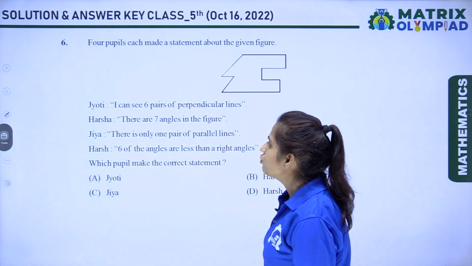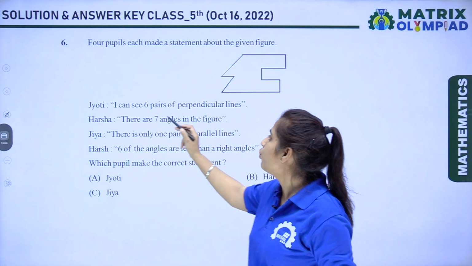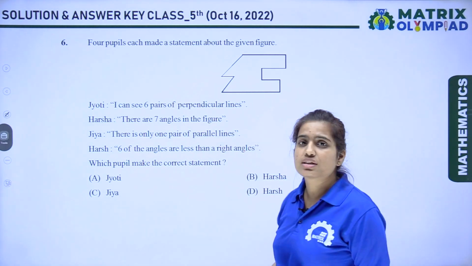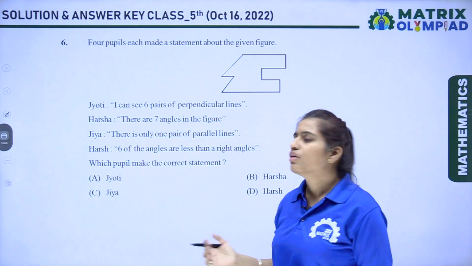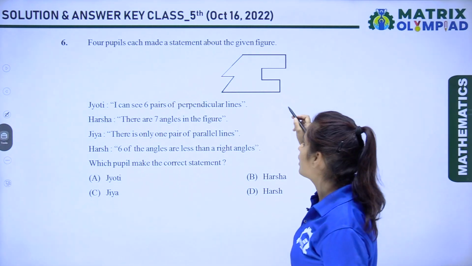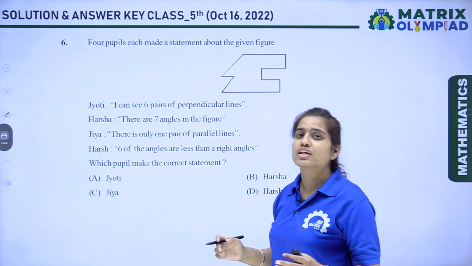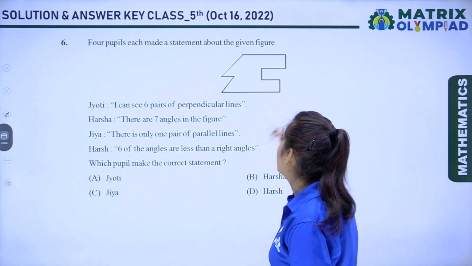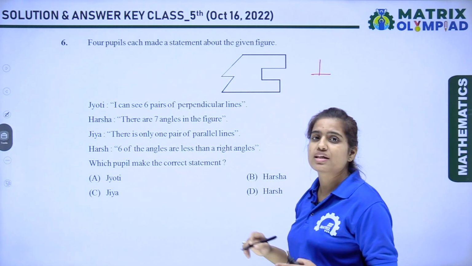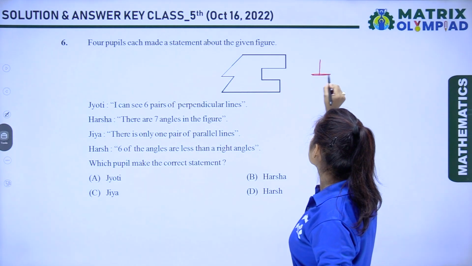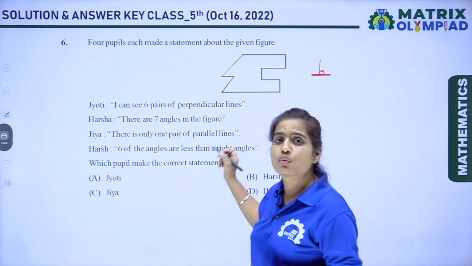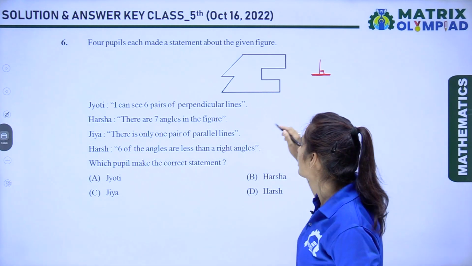First, Jyoti. Now Jyoti says that I can see 4 pairs of perpendicular lines. Let's see whether Jyoti is telling the truth or false. So here let's see the 6 pairs of perpendicular lines, and all of you know that perpendicular lines make 90 degrees, and it looks like this, that is an intersecting position and 90 degrees. So let's begin the search for 6 perpendicular lines in the figure.